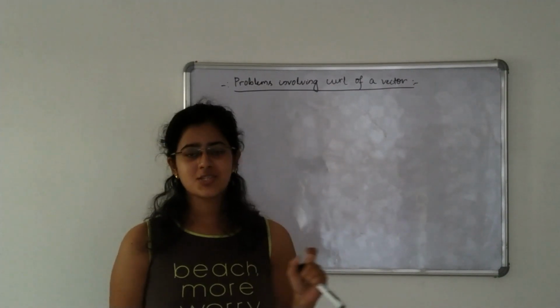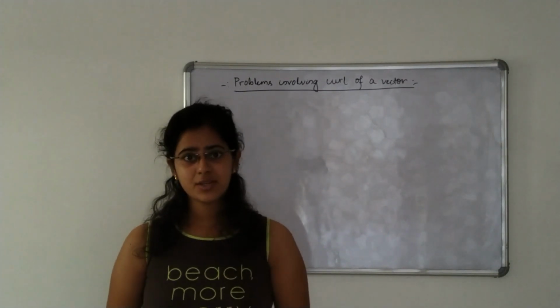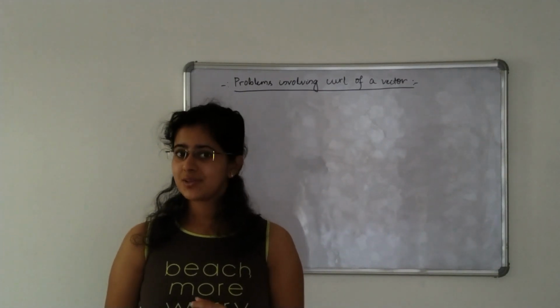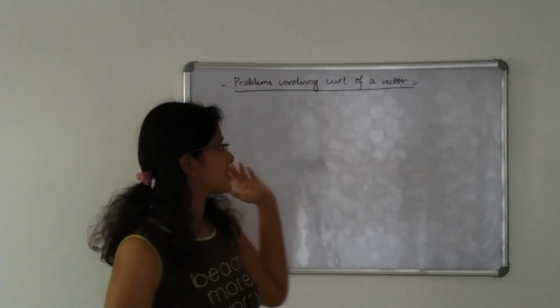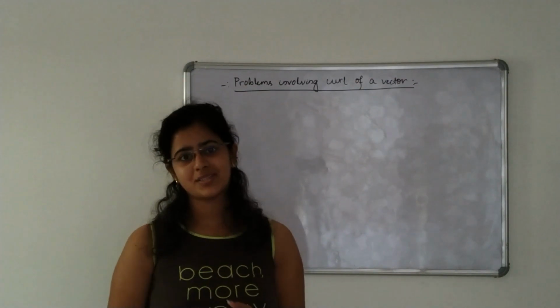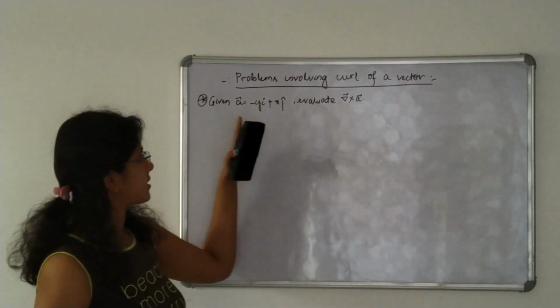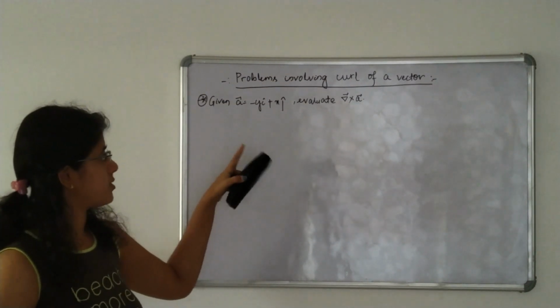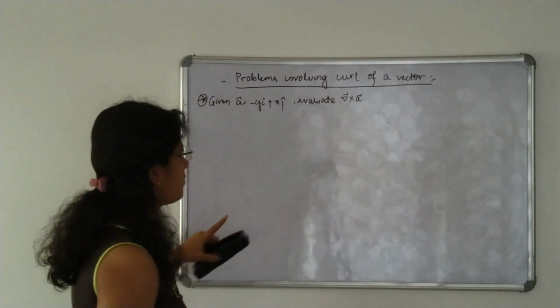Curl of a vector. Sorry for the irregularity of this course, but we will try to keep it continuous as much as possible. So without further delay, let's involve our free time by doing some of these simple problems involving curl of a vector. So let's get started. Here the question is: vector A is equal to minus y i cap plus x j cap. Evaluate del cross A, meaning curl of A.